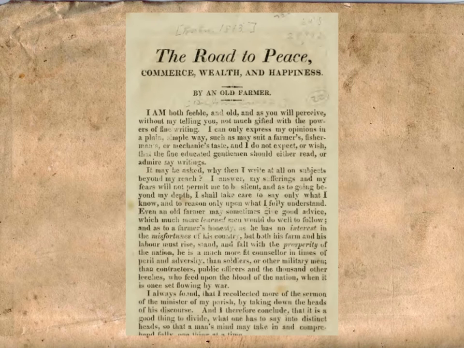There's also this one, The Road to Peace, which is also from 1813 and credited to an old farmer and written, again, with that sort of humble tone of, I'm not an expert, I don't know anything, I just don't think the war is right. In terms of the arguments, it's very similar to the last one.